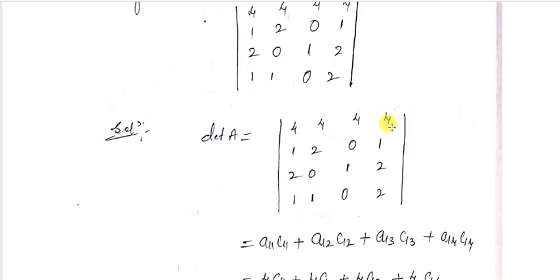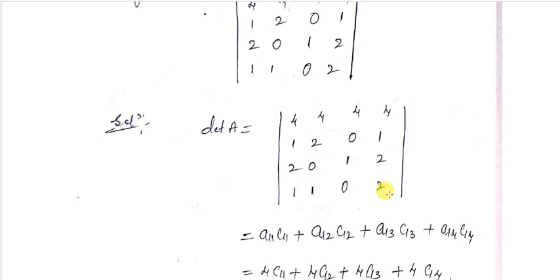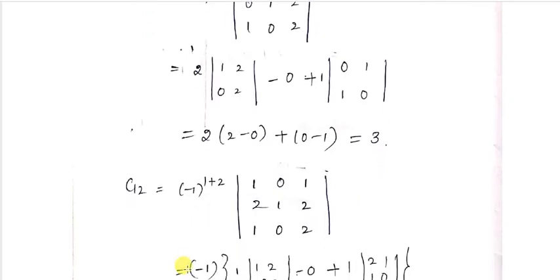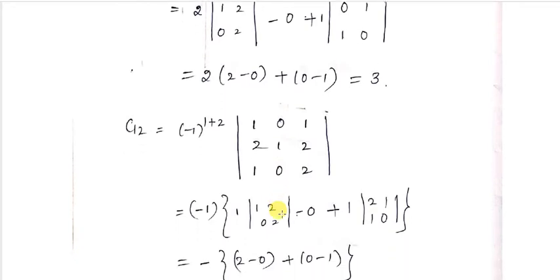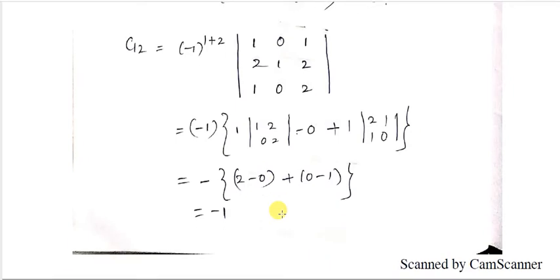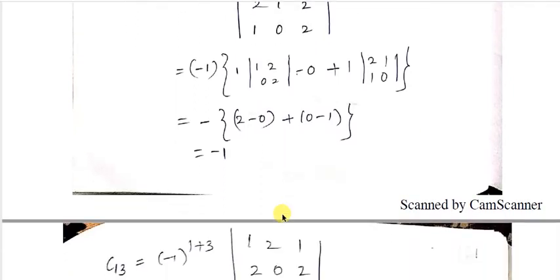And finally, the cofactor of the last element of the first row, which is 4, is obtained by deleting the first row and the last column. Here the sign is minus. So I will show you. C12 is equal to minus 1 to the power 1 plus 2, that is the minus sign times the determinant of the minor matrix, which is again a 3 cross 3 and will be expanded using the cofactor formula again. So repeatedly we have to use the cofactor formula along the first row.